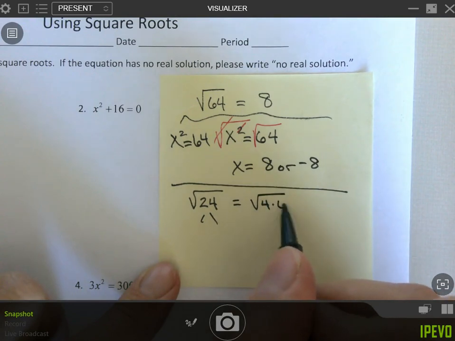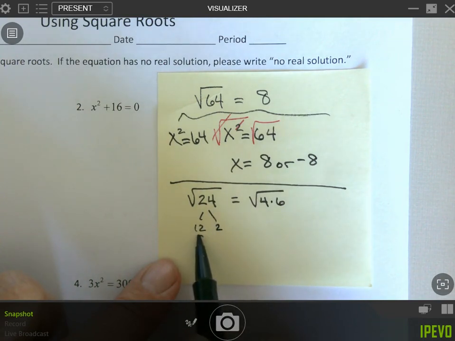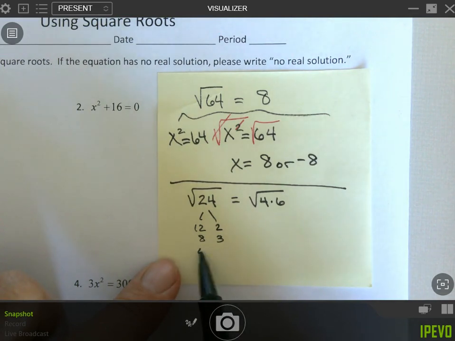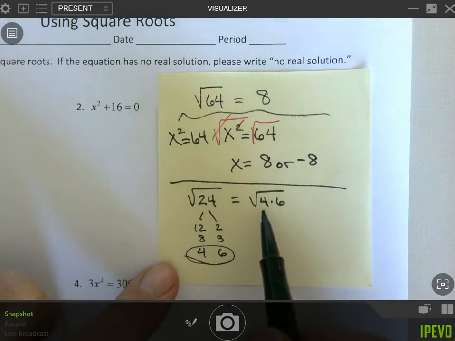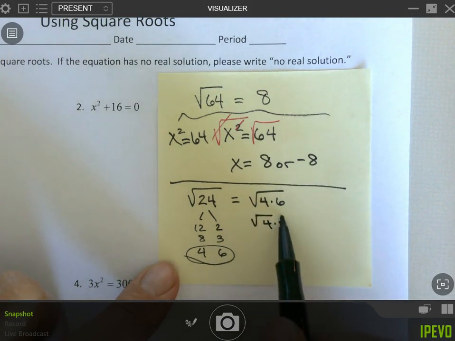Actually, I'm going to write it over here. 4 times 6. Now, are there other numbers that multiply to get 24? What else multiplies to get 24? 12 and 2, but are either of those perfect squares? All right, what else multiplies to get 24? 8 and 3? Not perfect squares. So that's why we want the 4 and 6. I'm recommending you put the 4 first. I could skip right to the square root of 4 times the square root of 6.